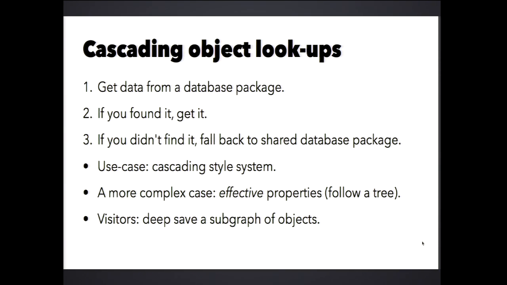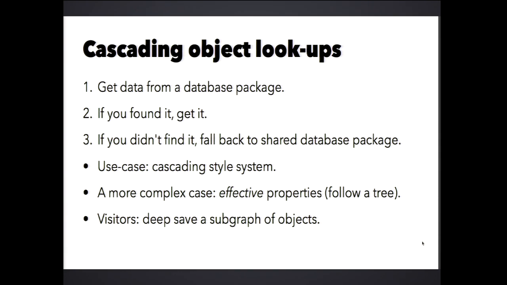Another more complicated case is what we call effective properties. Effective properties are ones where, let's say I'm in a leaf of a tree, and I start looking for a certain property value. If I don't have that property value, I look it up in my parent. If that didn't have it, I look it up in its parent, until I'm at the root of the tree. Again, this is something you can use for any kind of model object inside this graph. Just some baked-in runtime magic that's included in there.